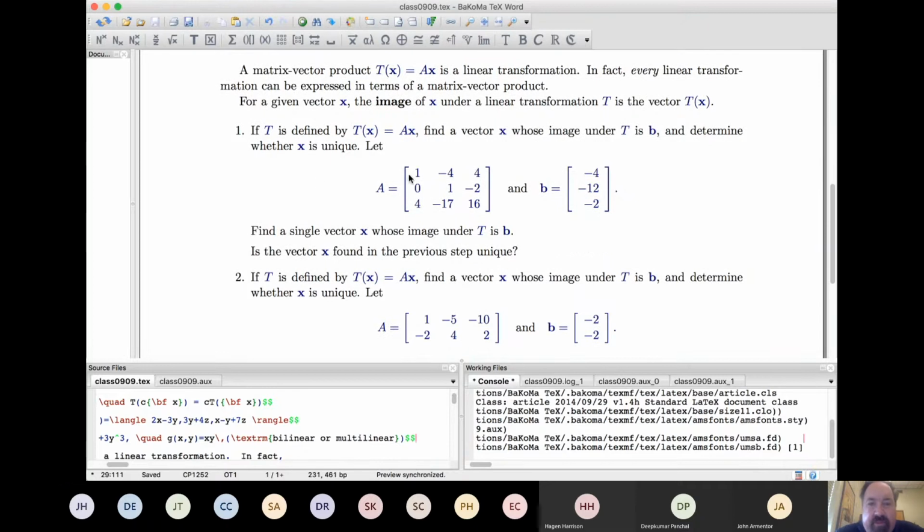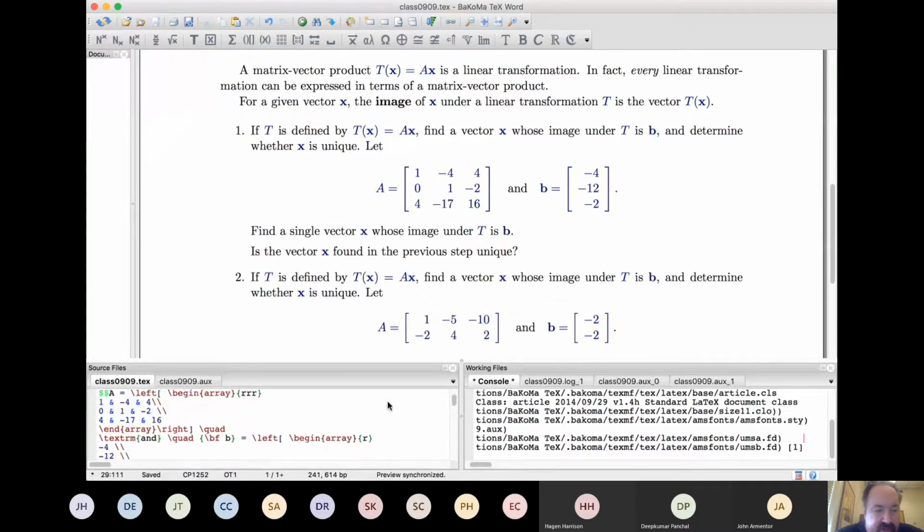Now, for this problem, we have a linear transformation defined to be this product. So whatever x vector is coming in, we're just multiplying it by the matrix A. That means multiplying each column by the elements of x and adding them up. So what it's asking for here is to find a vector x whose image under T is B. In other words, finding a vector x so that A times x is equal to B. And once we find such a vector x, the next question is, is that vector unique? Is it the only one whose image is B?